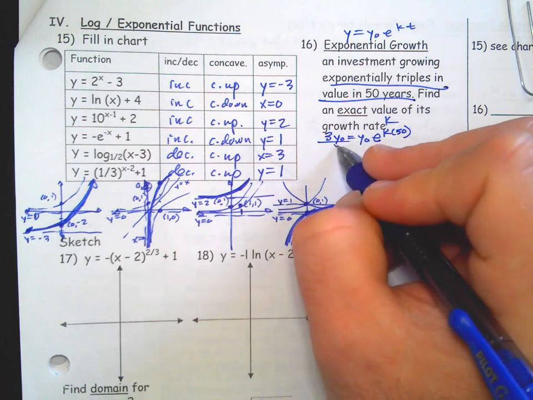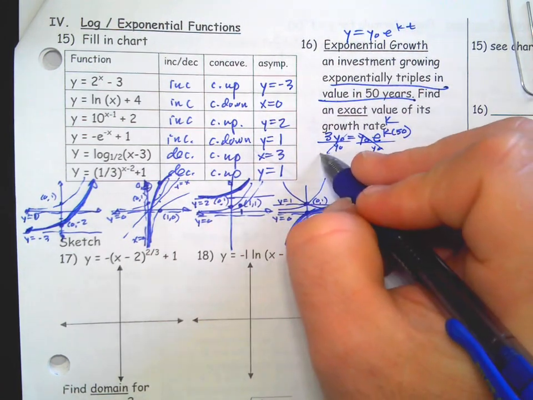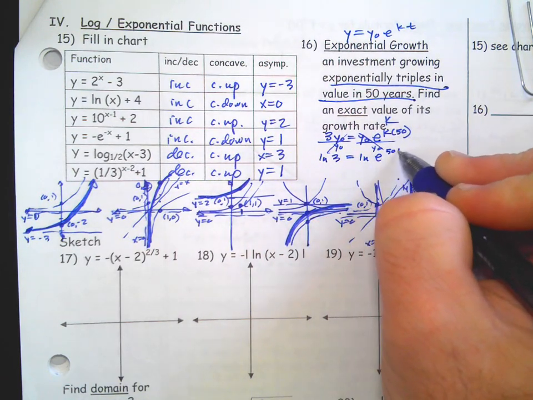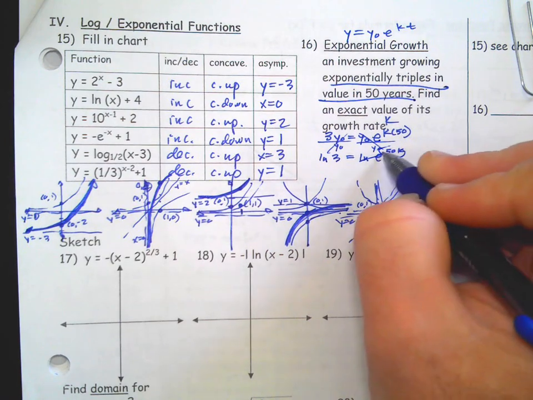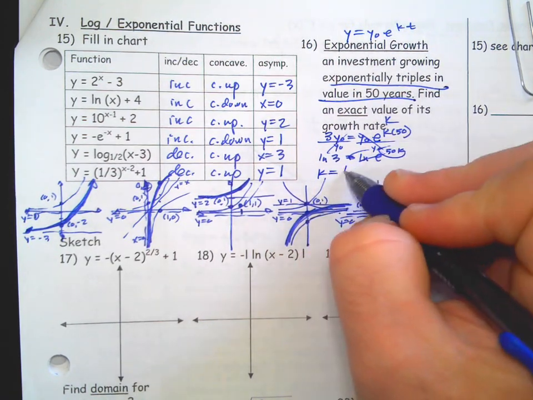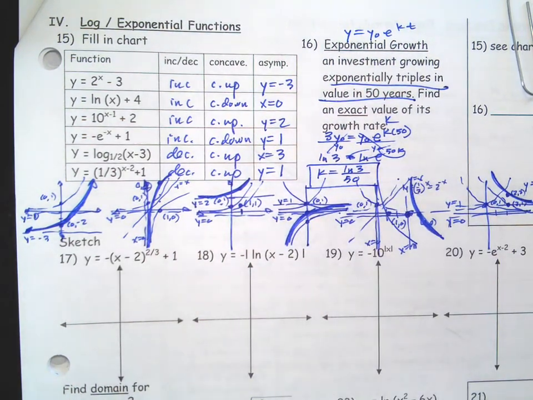Now, if you divide both sides by y naught, that goes away. Then you're going to take the natural log of both sides to get rid of the e, or bring this in front, and then natural log e is 1. So then k equals natural log of 3 over 50. There you go. Don't have a calculator, so.